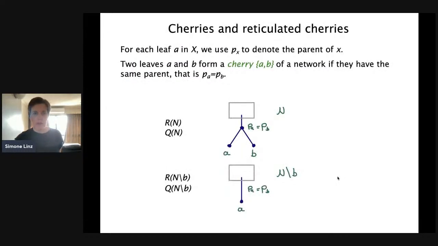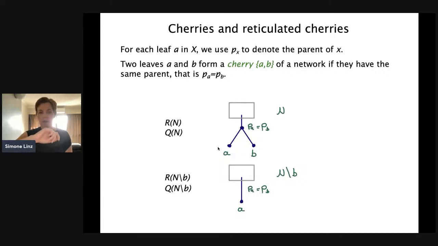So cherries and reticulated cherries. In the cherry case, we know there are two leaves, A and B, and they share a parent, which I denote by P of A equals P of B. So P of A is just the parent of A, and that node is the same as the parent of B. And whenever we see a cherry, we apply a cherry reduction to get the induction going. To that end, we just delete the leaf B and we suppress the resulting vertex of in-degree 1 and out-degree 1. And now we have a smaller network, which has one leaf less.